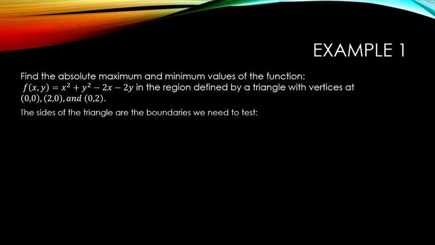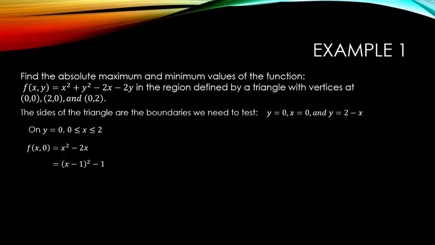The sides of the triangle are the boundaries that we need to test. These sides are identified by the lines y equals 0, x equals 0, and y equals 2 minus x. On the boundary y equals 0, my region runs from 0 to 2 in x. f of x,0 gives me x squared minus 2x. If I complete the square, I get the quantity x minus 1 squared minus 1, which has extreme values of -1 and 0 on the interval from 0 to 2.